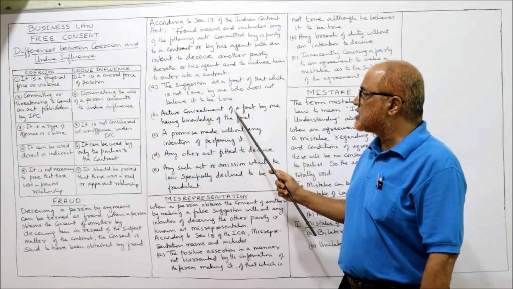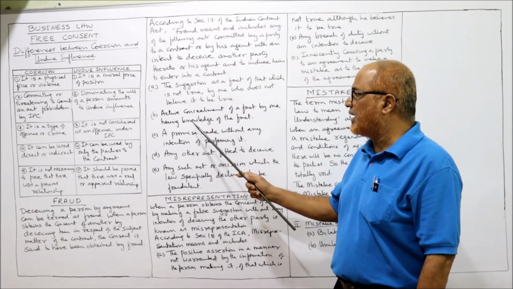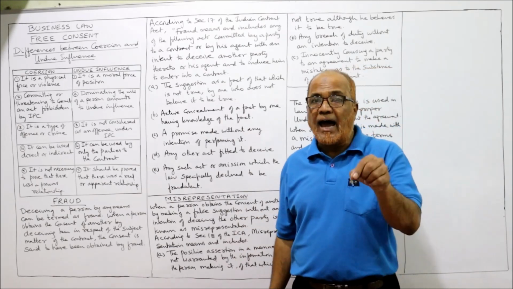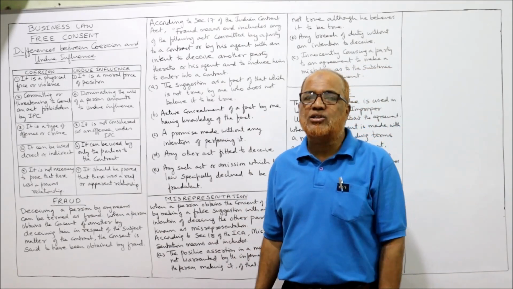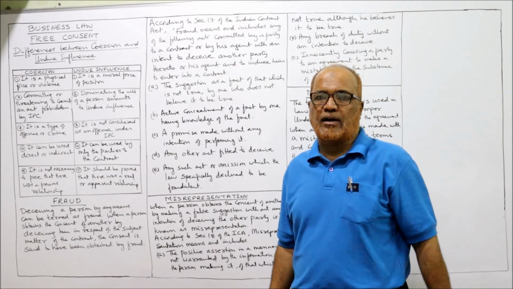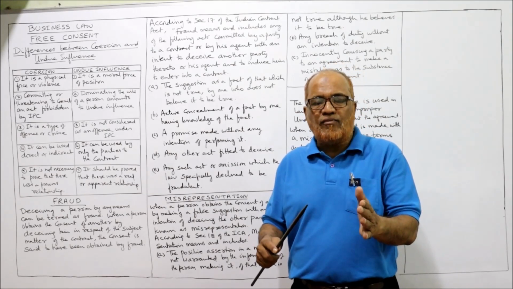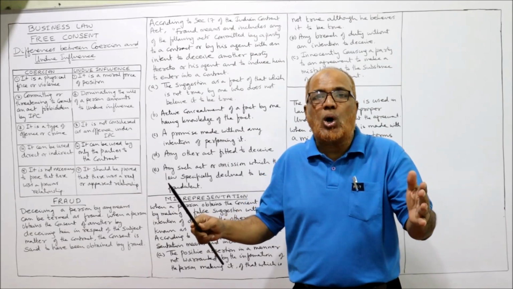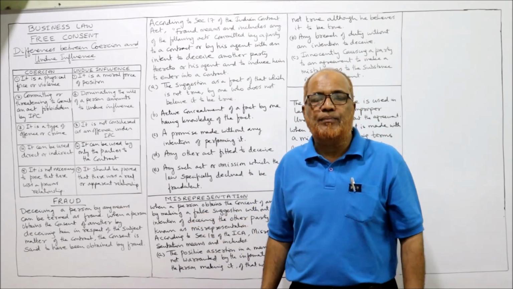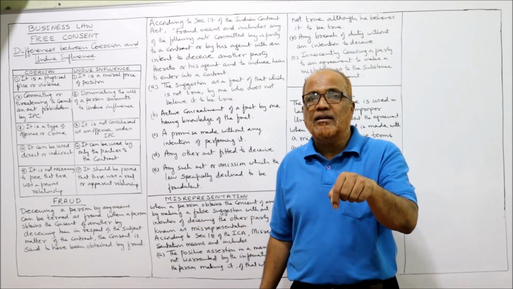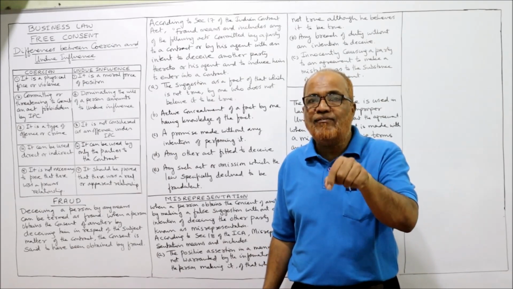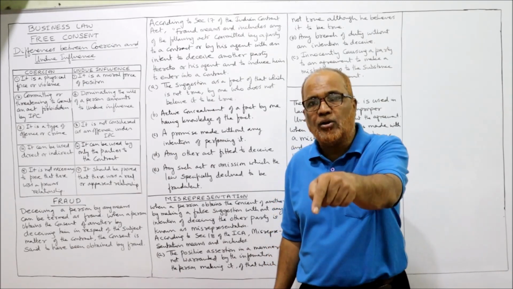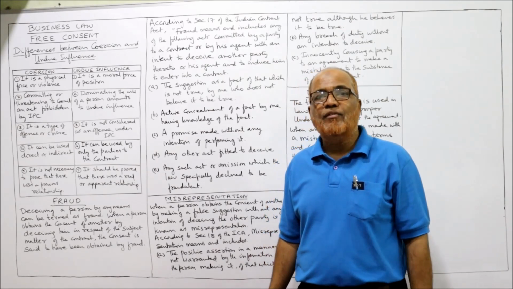Secondly, active concealment of a fact by one having knowledge of the fact. Actively concealing the fact regarding the subject matter of the contract. When one person wants to enter into a contract with another person, he must disclose all the facts of the subject matter. If deliberately he conceals any fact of the subject matter, that also amounts to fraud.